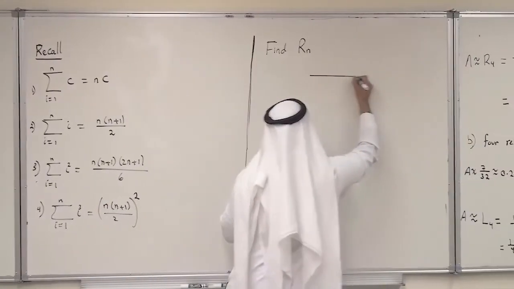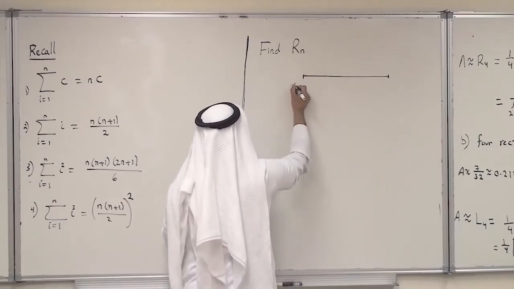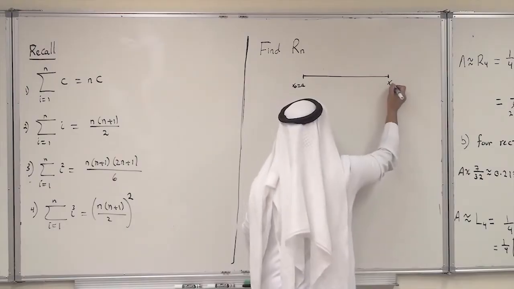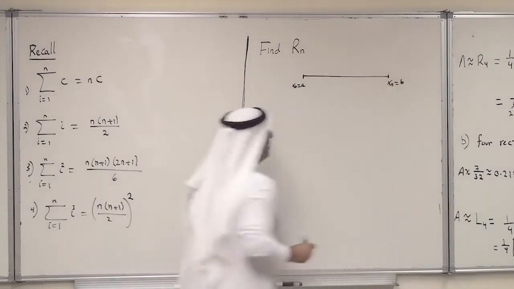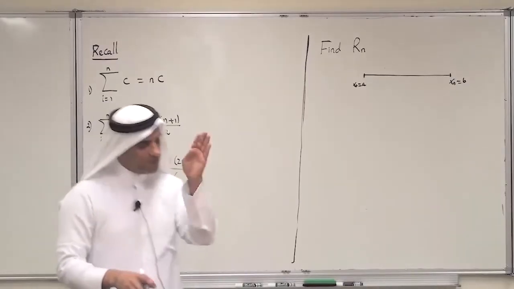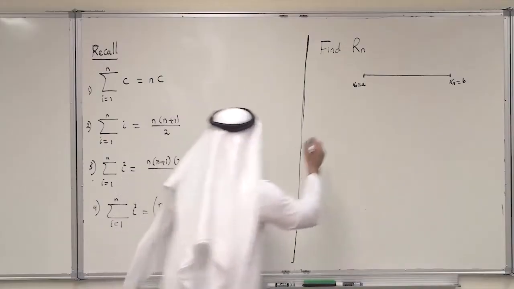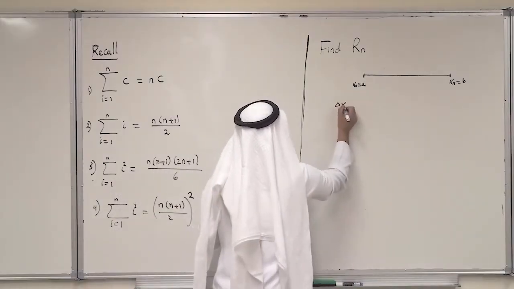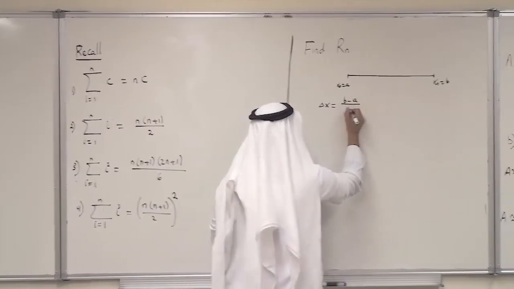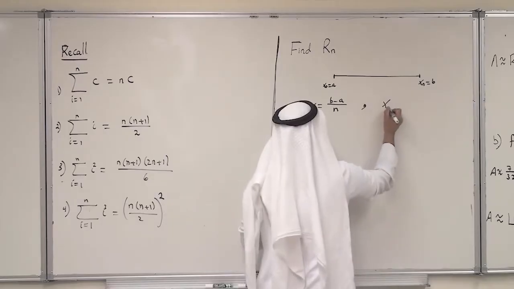I need to go to the interval I have, which is called [a, b]. I will call the first point x0, this is a, and the last point I call xn, that is equal to b. What I will do, I will partition this interval. I will divide it into n equal sub-intervals. So how to do that? I will go to delta x, that is equal to b minus a divided by n, right? And what are the xi's? The sample points here.